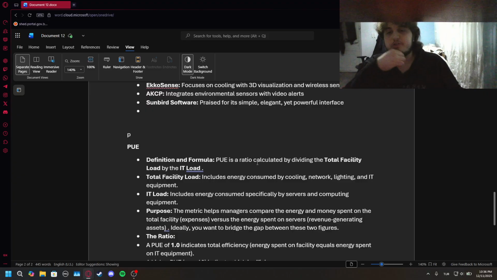PUE. Power usage effectiveness. Definition and formula. PUE is a ratio calculated by dividing the total facility load by the IT load. Total facility load includes energy consumed by cooling, networking, lighting, and IT equipment. IT load includes energy consumed specifically by servers and the computing equipment. So the servers and computing equipment are what is doing the work inside the place, and the total facility load includes the IT and the servers and everything else.